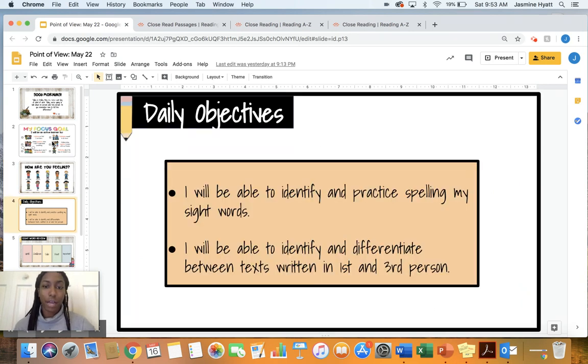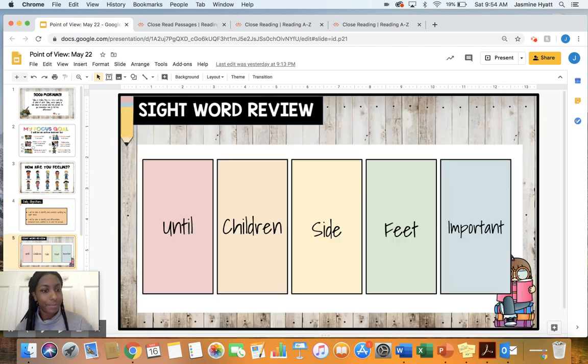So our objectives today is that we're going to practice our sight words and that we're going to be able to identify and differentiate. That means tell the difference between text written in first person and third person. So today we're going to read two different stories and you're going to tell me if it's written in first person or if it's written in third person. That's another aspect or part of point of view, is being able to tell first person versus third person. There's also second person and other points of view, but we're only going to focus on first and third person in second grade.